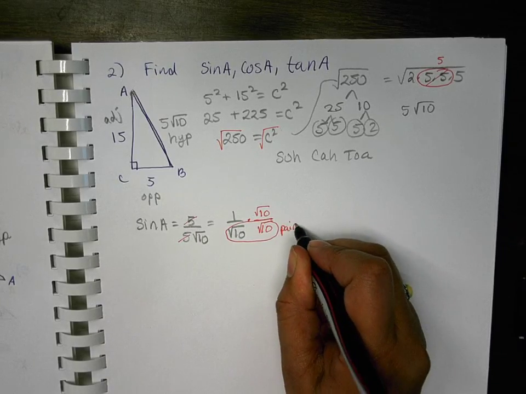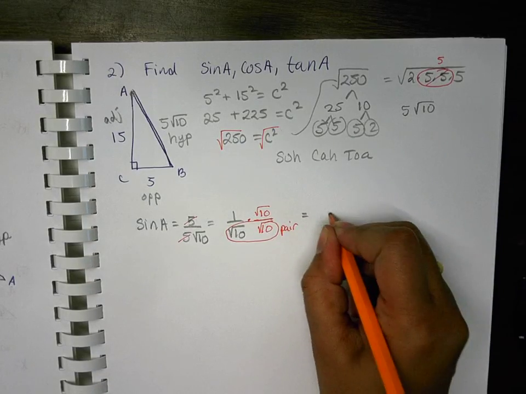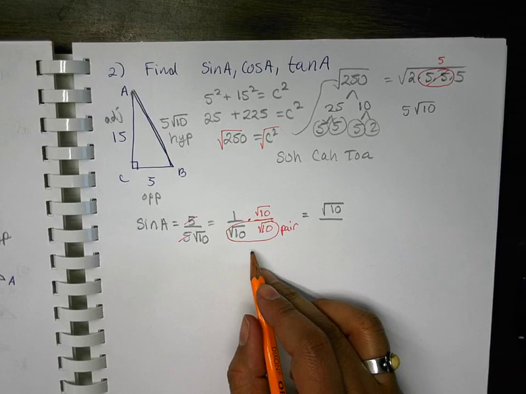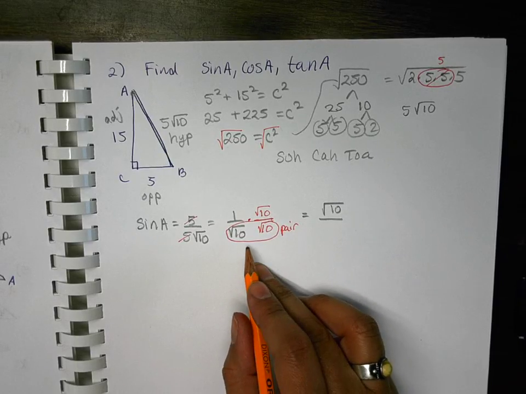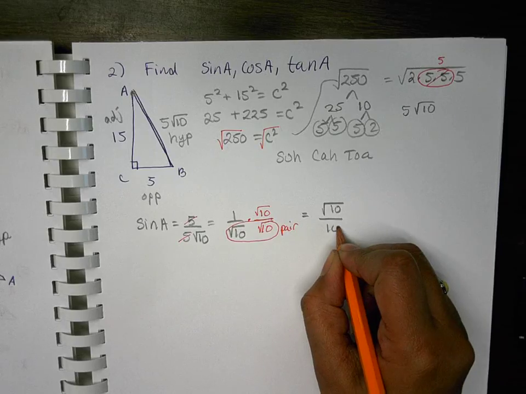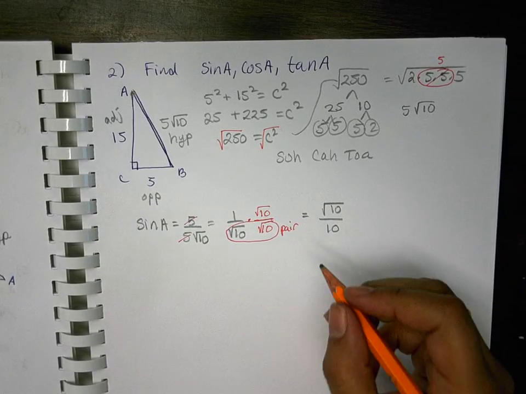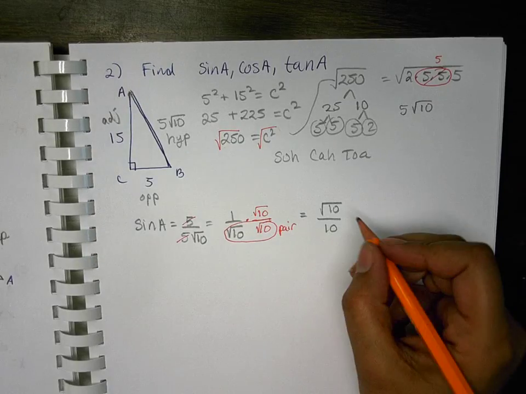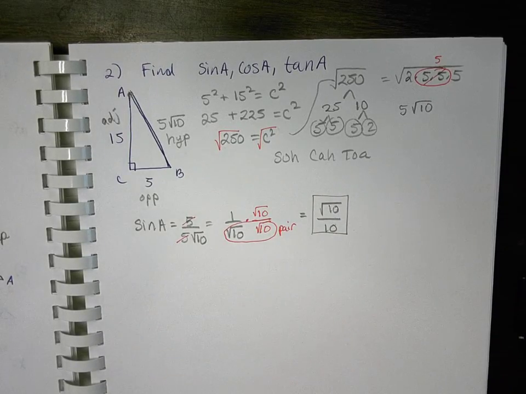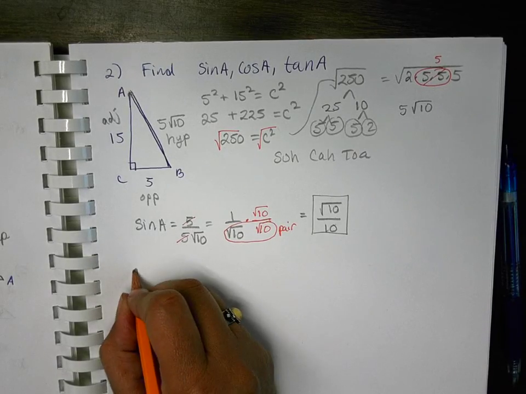All right, in the top, 1 times root 10 is just 1 root 10, or just root 10. And without writing 100, what's root 10 times root 10 because it's a pair? 10, right? The root's gone. Do you agree? Root 100 is 10. Now, can I reduce these two? No. So this is the answer here for sine of A. So yes, a little bit more work, but still doable. Do you agree? Okay.